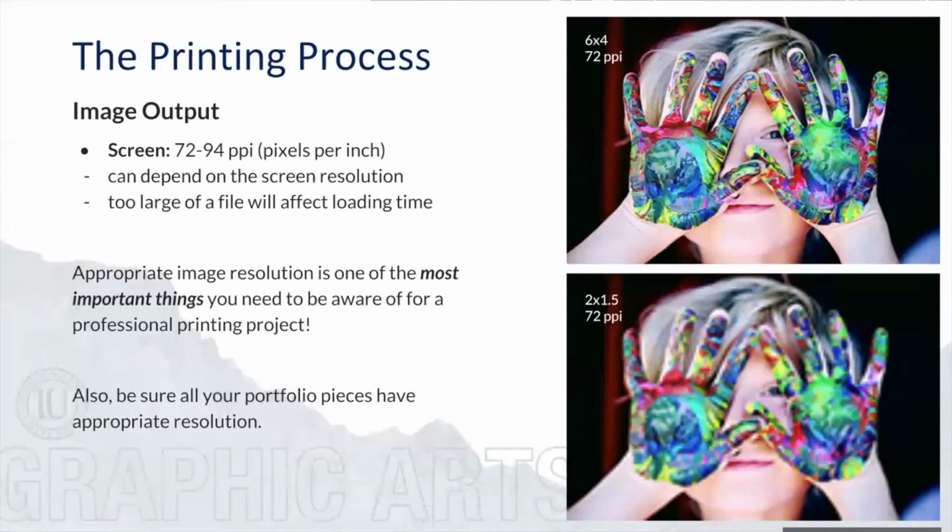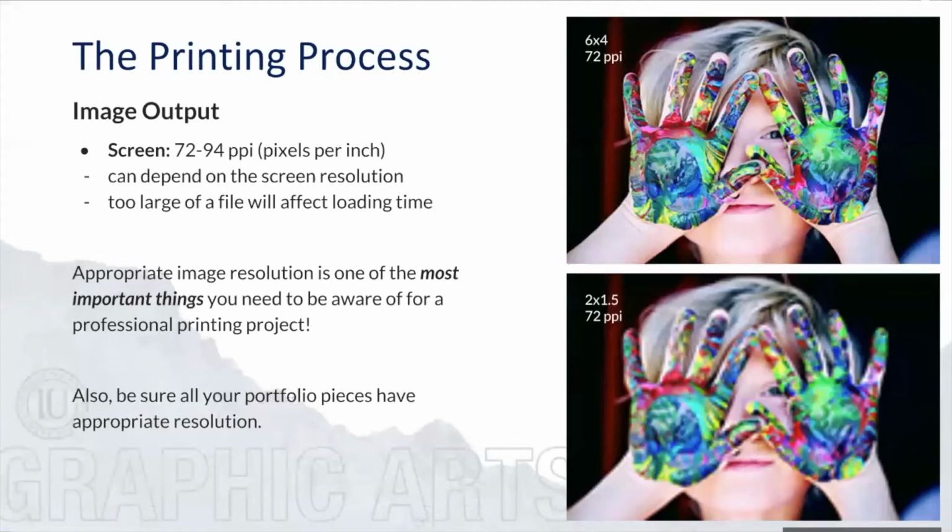All right. So again, if it's for the screen, 72 DPI is just fine, or PPI, pixels per inch. This can depend whether you're going to use 72. You can put 72 to 94. Honestly, you're not going to see that much of a difference. The difference is in the load time. It can depend on the screen resolution, but too large of a file will affect loading time, and most of us use our cell phones for everything these days, or our tablets.